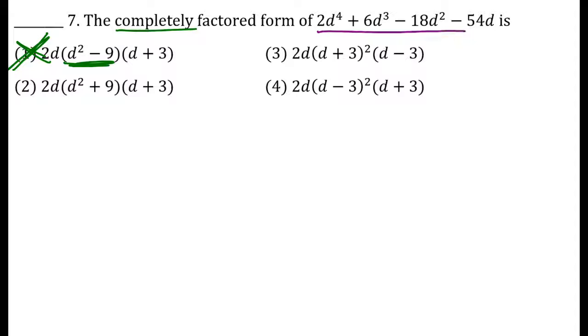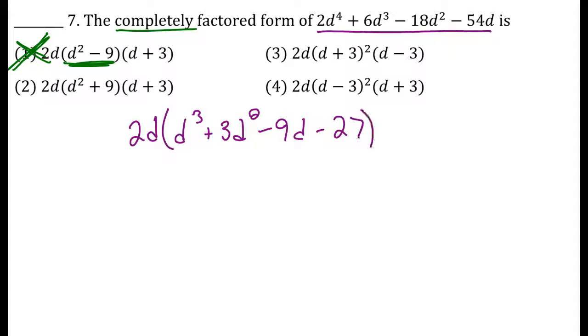I have 4 terms here, so I have to do some kind of grouping. But before I group, I'm going to want to look for a GCF. 2, 6, 18, and 54, I can take out a 2, and I can also take out a factor of d. So I'm left with d cubed plus 3d squared minus 9d minus 27. You didn't have to do that, but it's going to make your grouping a lot easier. So I have 2d times, well, now I'm going to group. I can take out a d squared, and I'm left with d plus 3.